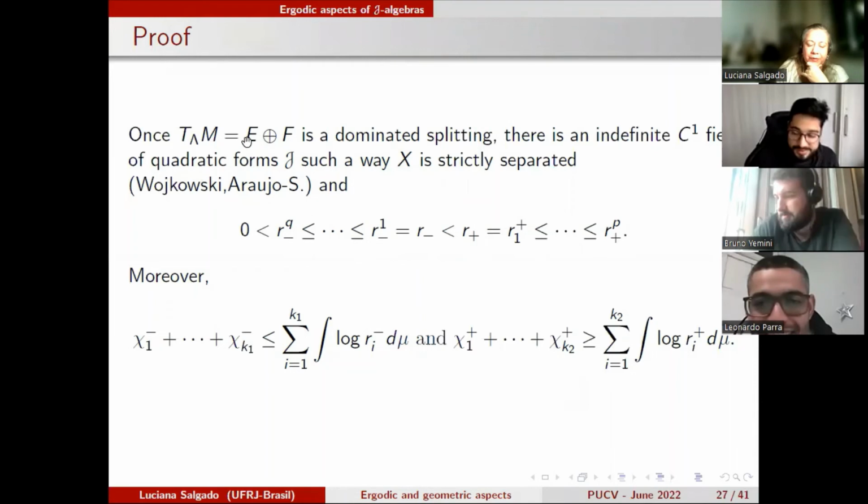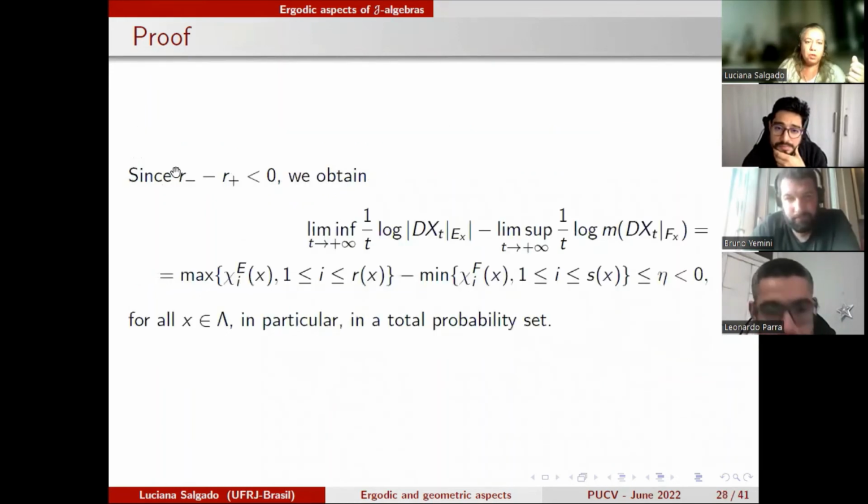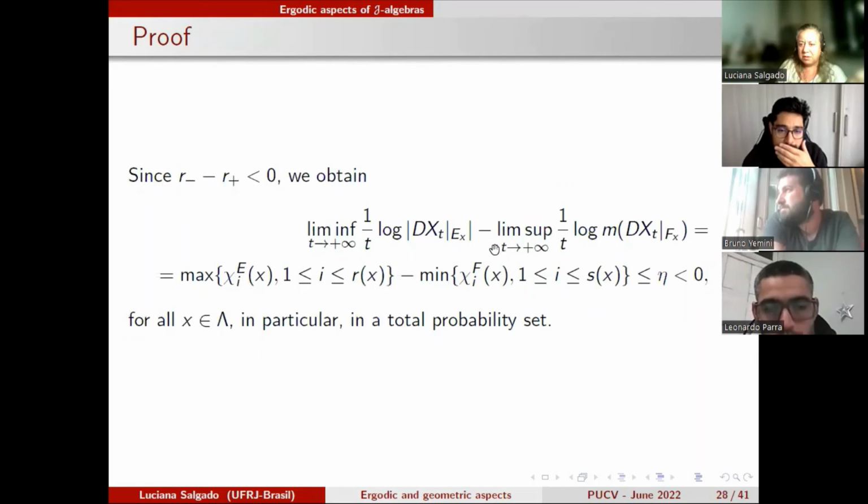And so we take a dominated splitting, and by the work of Wojtkowski and Araújo and myself, we have the field of quadratic forms with the properties that I want. So these properties give me this kind of singular values and this kind of relation between the Lyapunov exponents and sectional Lyapunov exponents here. So this difference holds, and of course we obtain this because the maximum of the Lyapunov exponents in the E direction is the limit of it, and the minimum of the Lyapunov exponents of the F direction is the limit sup of this in a total probability set, as we know.